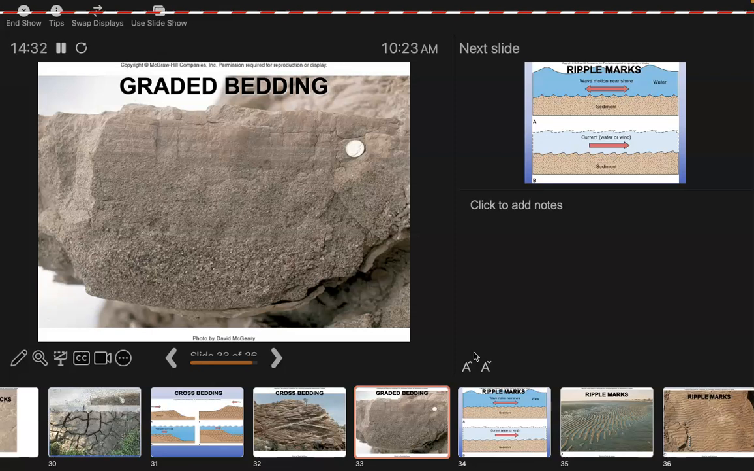So this tells somebody a little bit about an environment, and it's kind of cool to find a graded stone. And not only that, this is one of the rare instances where you can tell the top from the bottom of the stone, because the big stuff's going to be on the bottom.